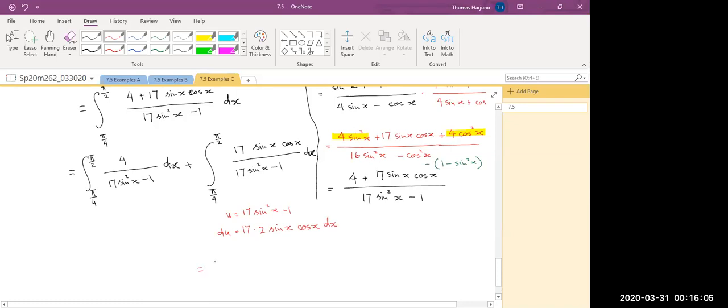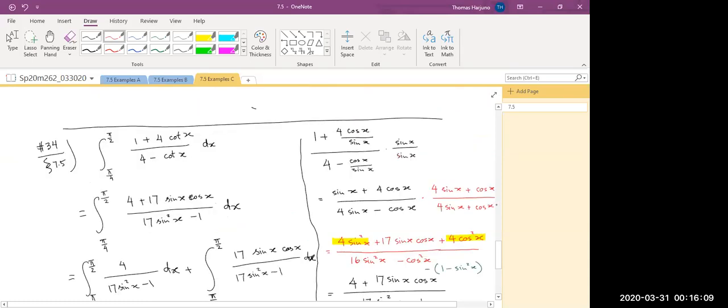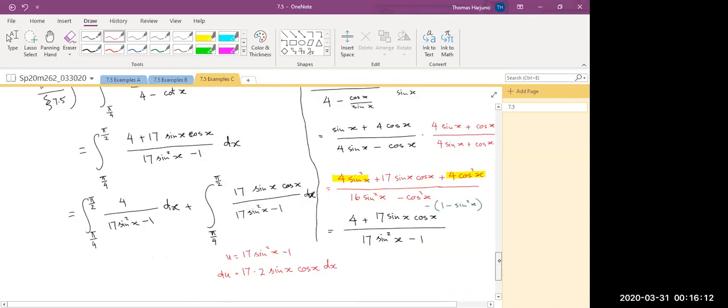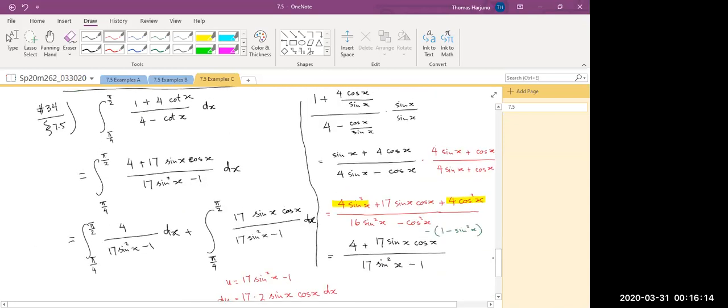Wait, going back to when we multiplied the denominator, at the top where we did 4 sine x, was it plus or minus? Wouldn't it be minus 4 sine x? Because isn't the denominator 4 sine x minus cosine x? We added it.